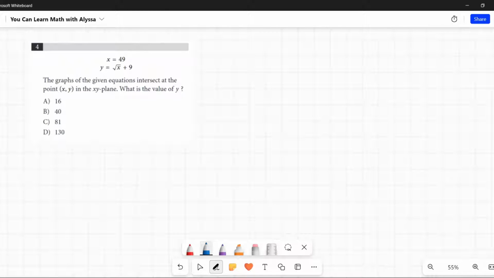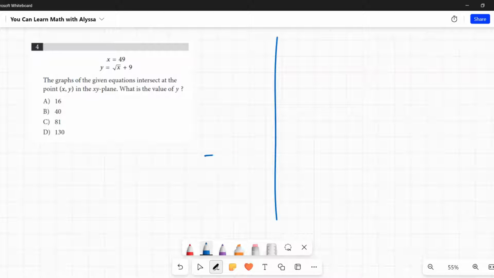Number 4, x equals 49 and y equals the square root of x plus 9. The graphs of the given equations intersect at the point x, y in the xy plane. What is the value of x? Now, if you're curious as to what these 2 equations look like, keep in mind you do not need this information to solve this problem.